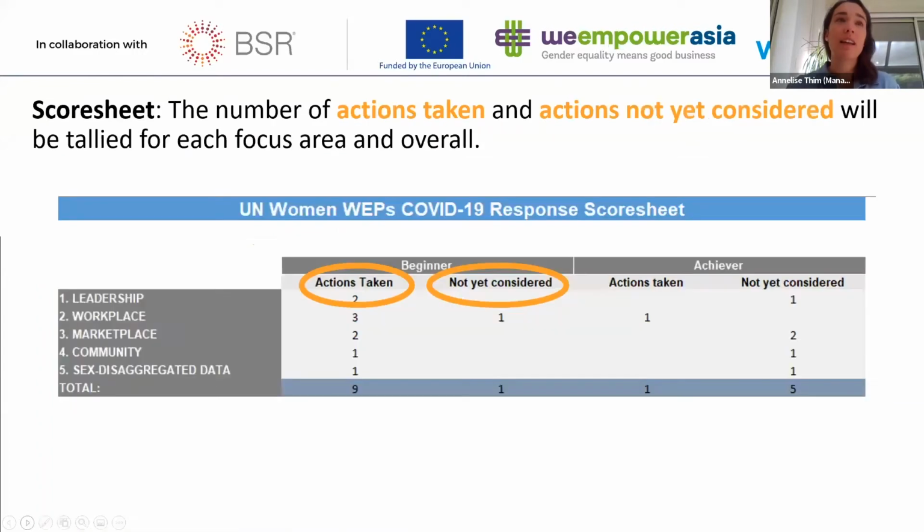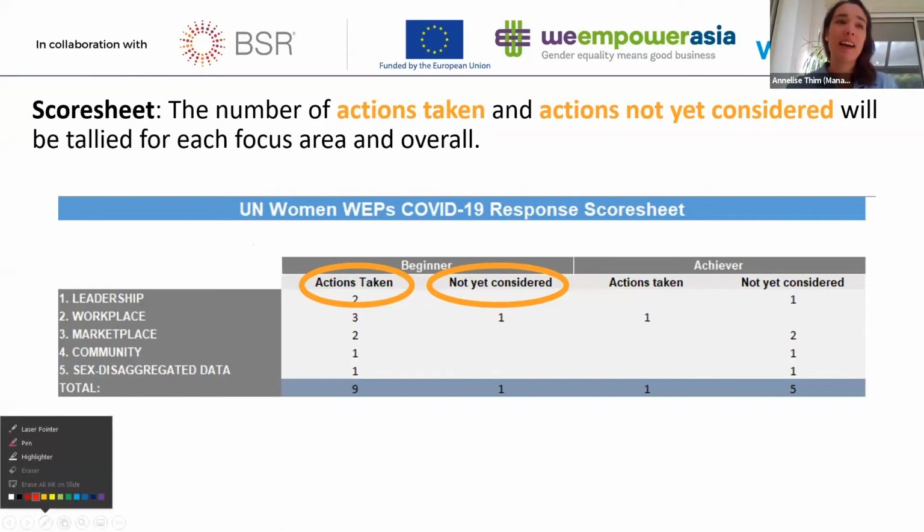If you go to the next slide, it will also tally your results. You'll be able to see how many actions you've taken in each of these different areas, divided again by the beginner and achiever level, and then the number of actions that you've not yet considered.